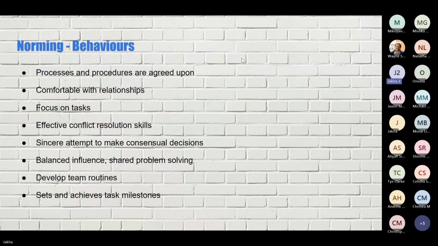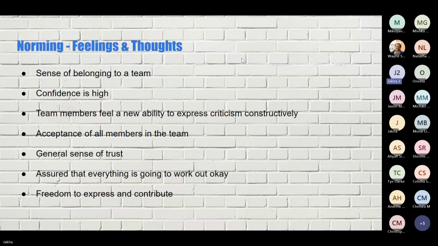A building of more comfortable relationships, more task focus. Effective conflict resolution skills should be exhibited, with sincere attempts to make consensual decisions, balance influence, and share problem solving. The team will also develop, set and achieve tasks by giving them milestones. In terms of feelings and thoughts, the team will start to feel a sense of belonging and confidence. And team members will now feel the ability to express criticism constructively.